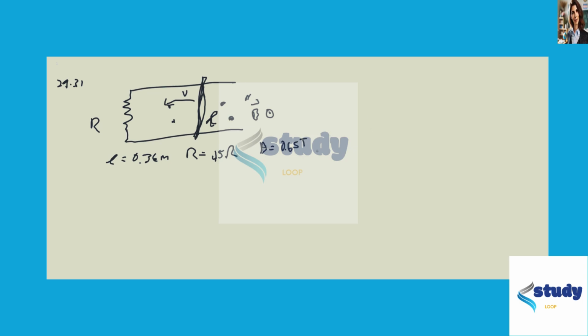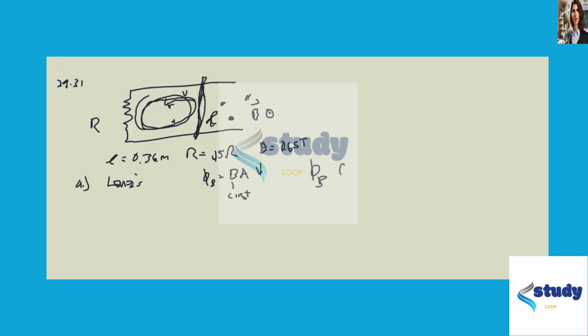Okay, so we want to figure out the direction of the induced current in the circuit. To do that, we use Lenz's law, which says the induced current produces a B field that opposes the change in magnetic flux. Let's look at this flux for a second. We know the magnetic flux is the B field times the area. The B field is constant, right? But as the bar moves to the left, the area of this loop of our circuit is decreasing. So that means our flux is decreasing.